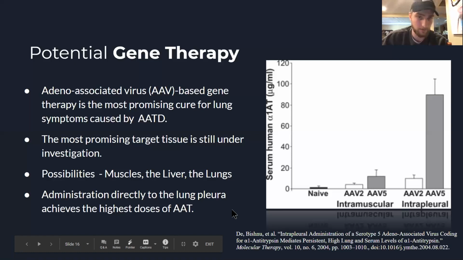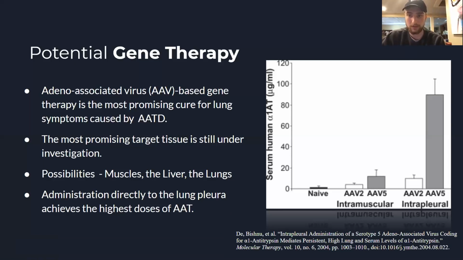And this graph here on the right shows administration of AAV2 and AAV5, both intramuscular and intrapleural in mice. This shows that the AAV5 vector is more efficient, and that overall intrapleural administration is much more efficient than intramuscular. Next.